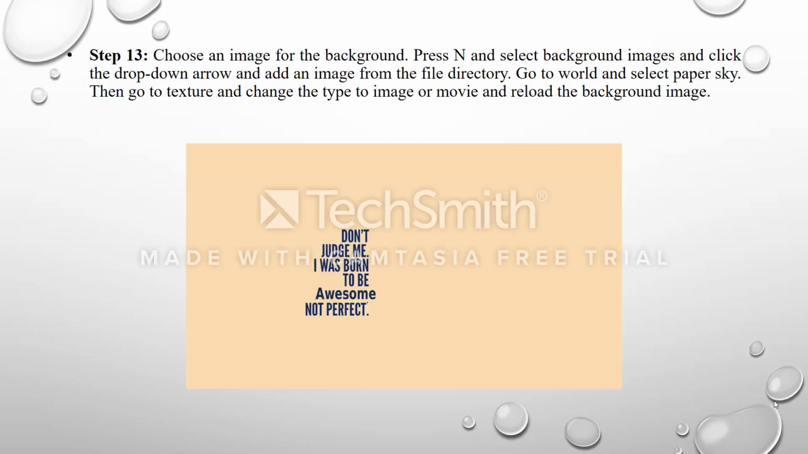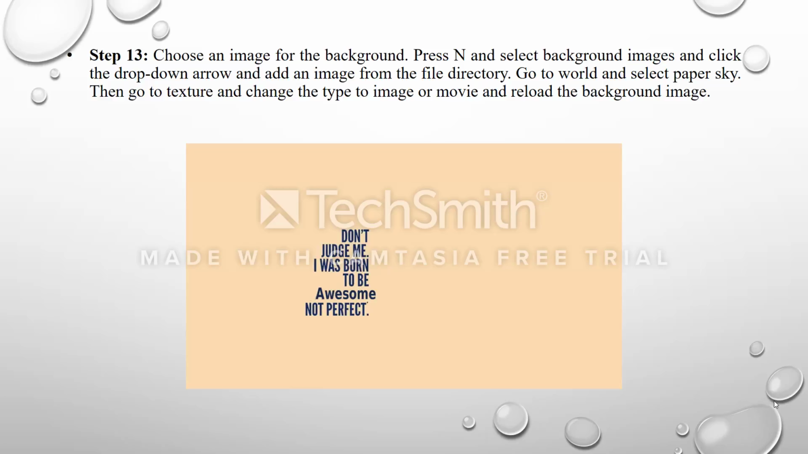Now in order to make the background for this minion, choose an image for the background and then press the key N and select the background images and click the drop down arrow to add an image from the file directory. The image can be of any type like JPEG, PNG, Targa, TIFF. Here in our case we added a JPEG image. Increase the opacity of the image to 1.00.